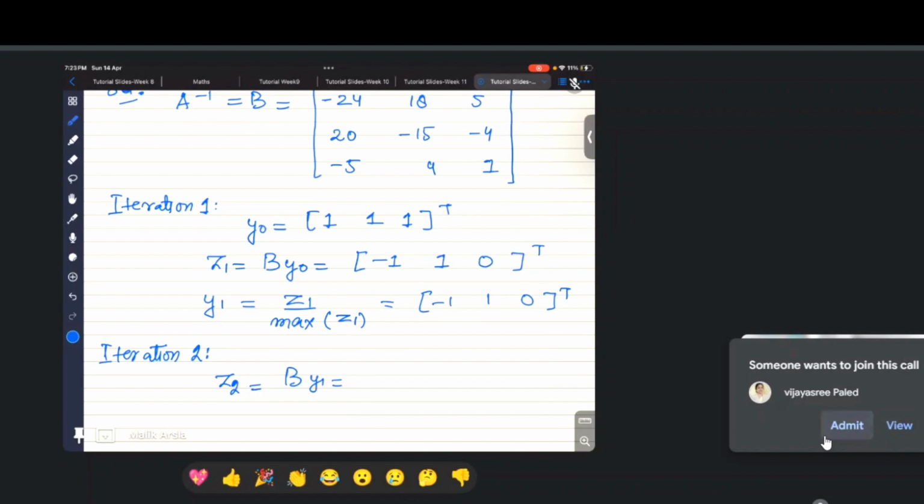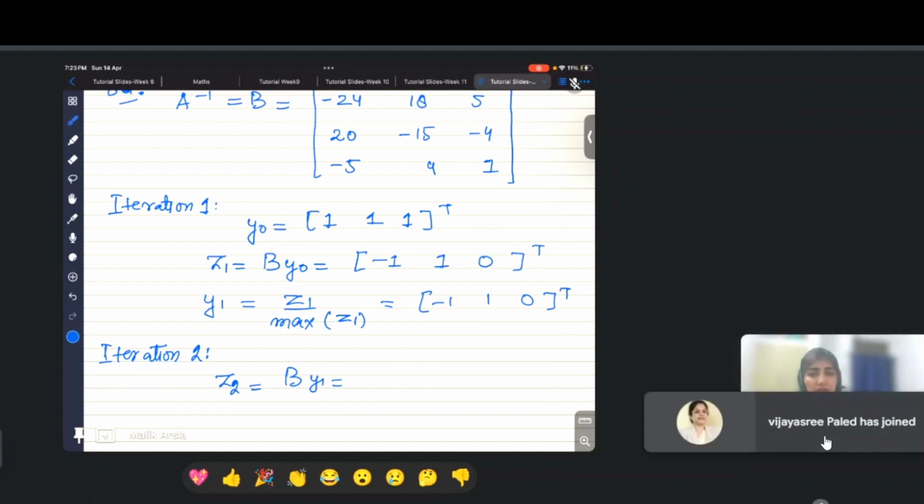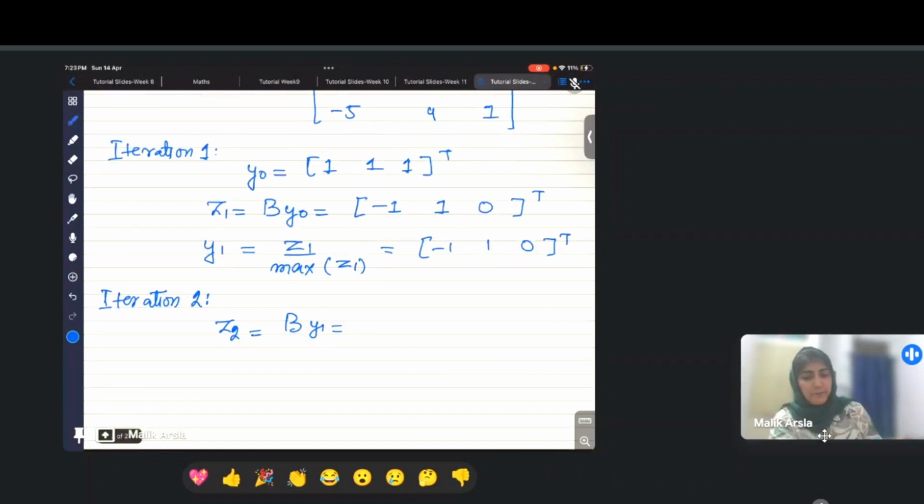If it is in the lectures, there is no problem. So your answer should be the same. Okay, I'll move forward. Now try this, along with me, and check if you're getting the same answer by both methods. Now Z2 will be what?